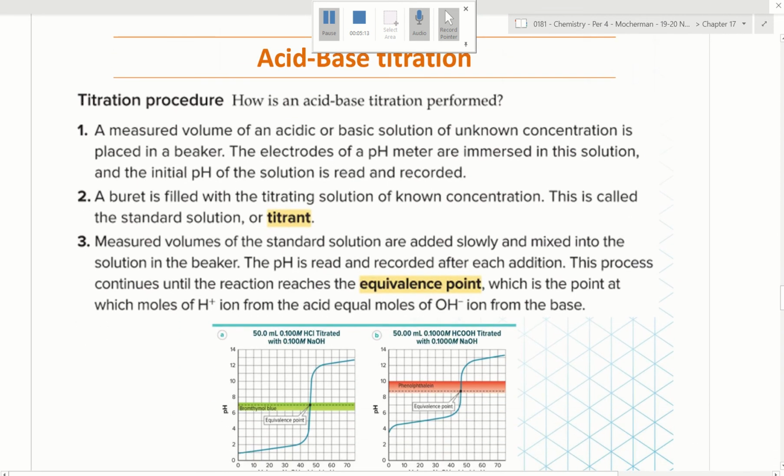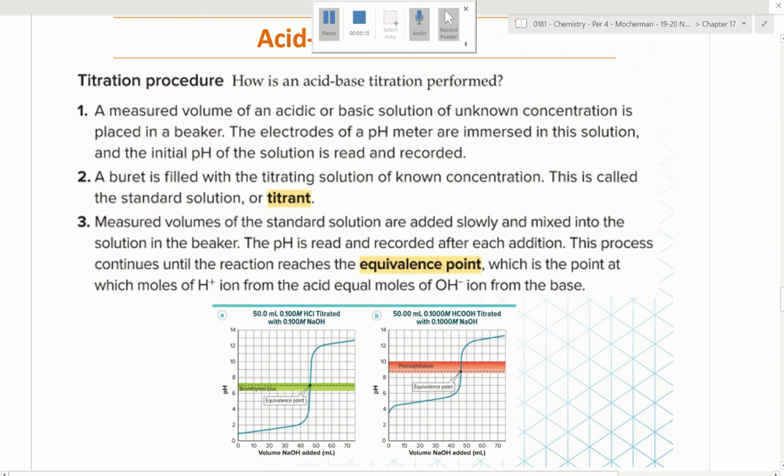This is just the general procedure for a titration. The solution that you're dropping into the flask is called the titrant. When the concentration of H plus equals the concentration of OH minus, then we've reached what's called the equivalence point.